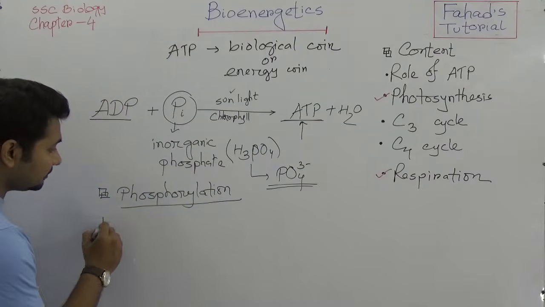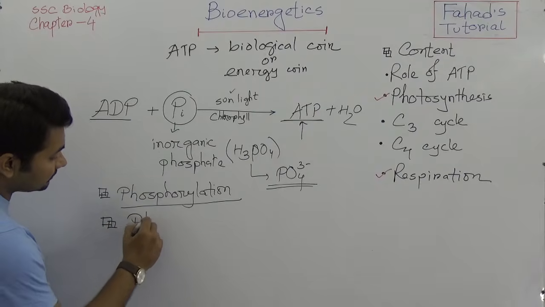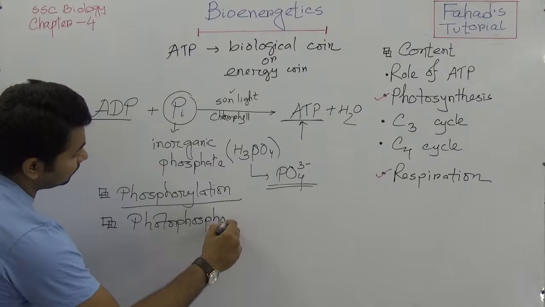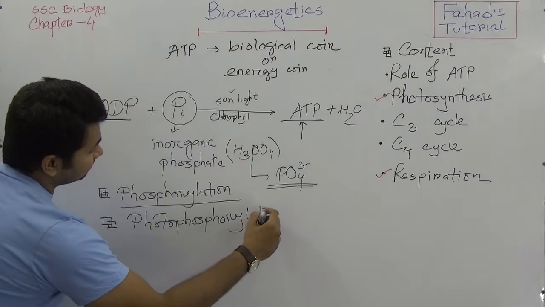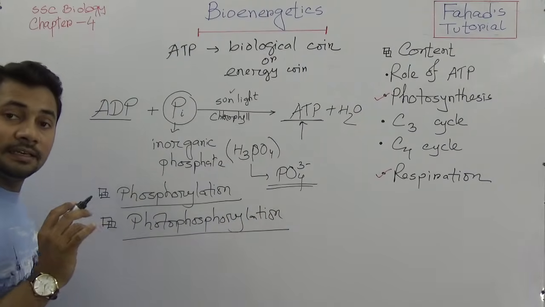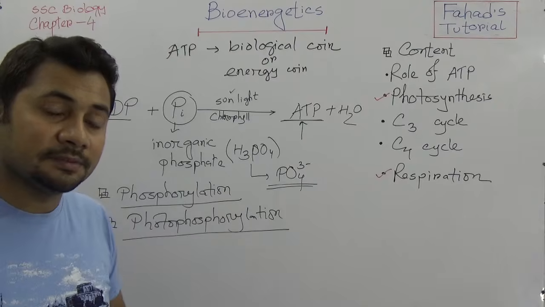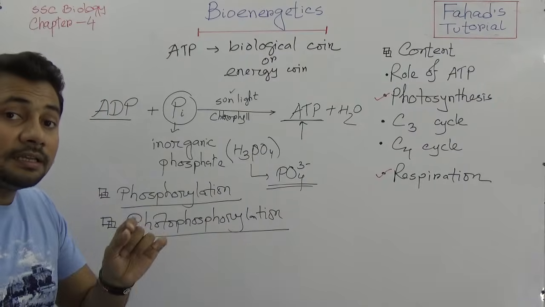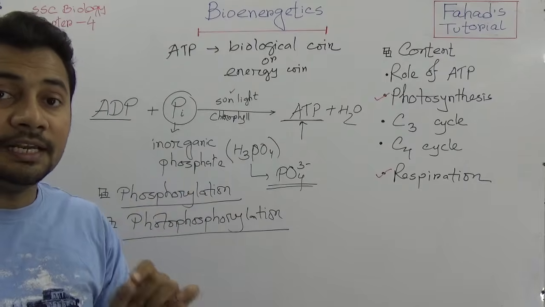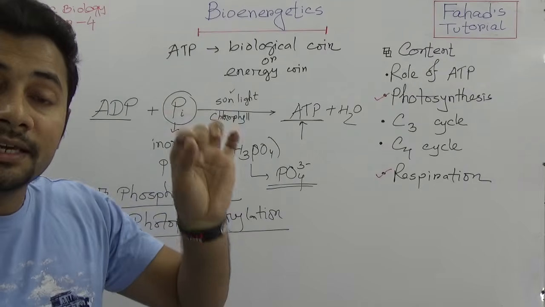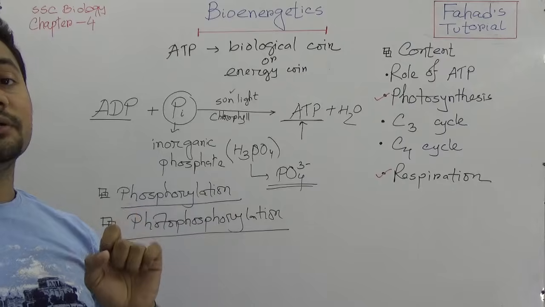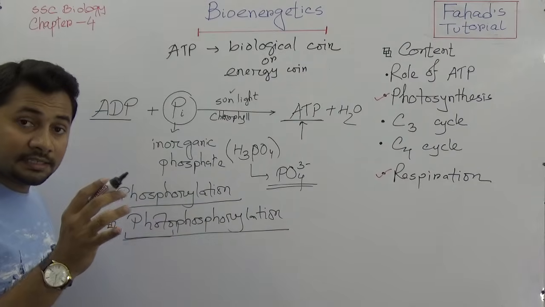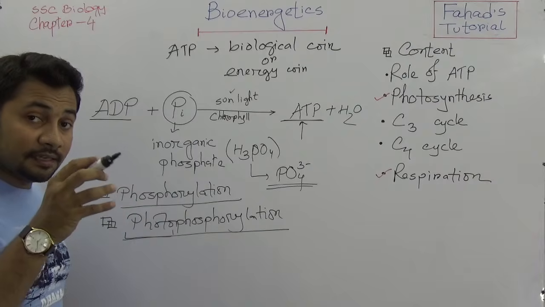So you must know the second word, photophosphorylation. What is phosphorylation? Adding phosphate to any compound. But when this phosphorylation occurs with the help of sunlight, then it's called photophosphorylation. And this photo means light, with the help of sunlight.